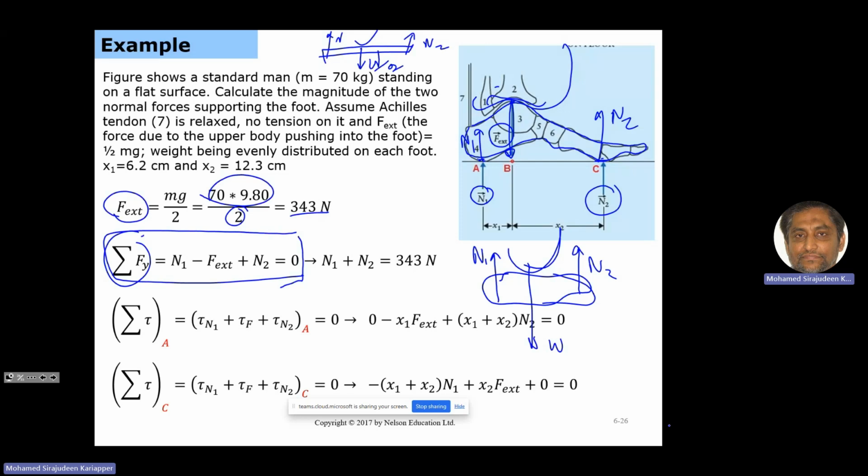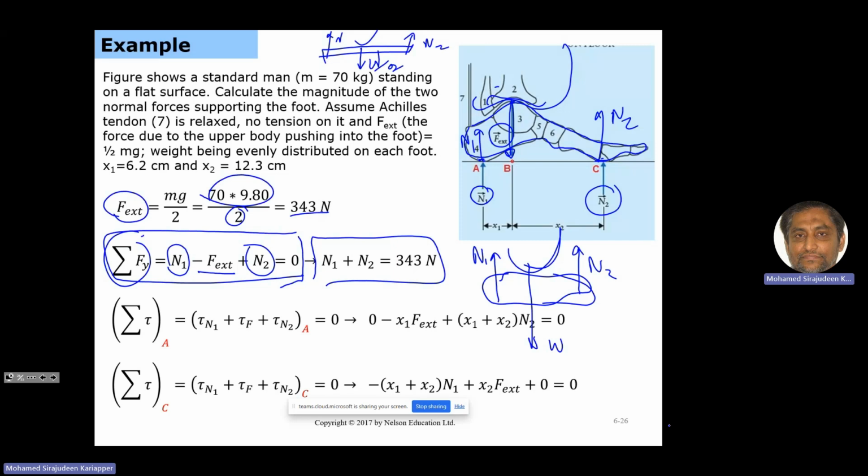Net force will be, there are three forces. N1 is positive. From the rest of the body, I call it F external, that is down, so negative, and N2 is also positive. When you substitute values, you get this equation. We don't know what N1 is, we don't know what N2 is, but at least we know N1 plus N2 is equal to half of the weight, 343 Newton. There are two unknowns in this equation. N1 is unknown, N2 is unknown.